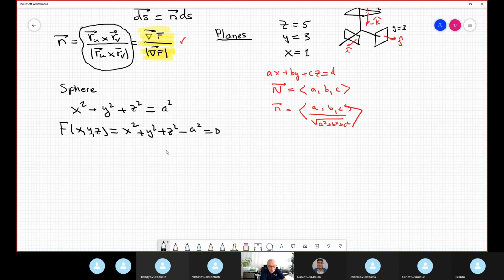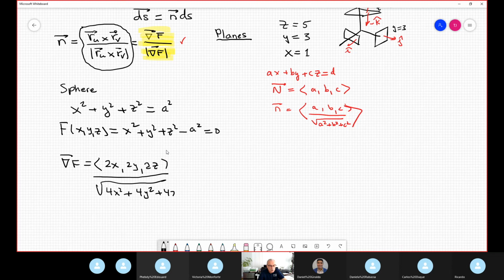Then, when you compute the normal vector, maybe it's the normal vector in or out of the surface. You compute the gradient of this, it's a vector, that is the partial derivative with respect to x, partial derivative with respect to y, partial derivative with respect to z, and everything divided by the magnitude of this. The magnitude is the square root of 4x squared plus 4y squared plus 4z squared. You can see here that 4 is a common factor, no? And you factor out a 2 outside. So we have on the top 2x, comma 2y, comma 2z, divided by 2. It's obvious because these 2s cancel. And the square root of x squared plus y squared plus z squared.